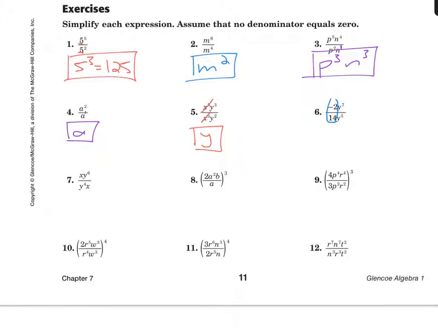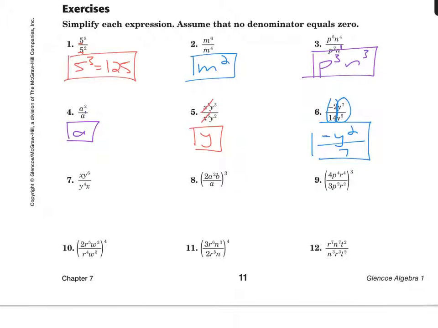Number 6, now we're going to throw some coefficients in there, so you just have to simplify this fraction. Negative 2 over 14 simplifies to negative 1/7. So I've got a negative 1 on top, which we don't actually need to put there because when you take the y's into account, that's y to the 7 minus 5 power, which is y squared. So negative y squared on top, and on bottom we have that 7.